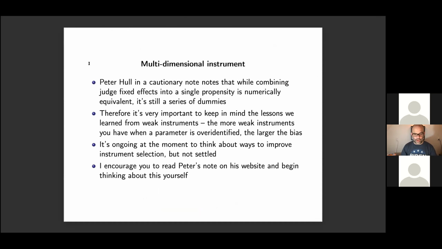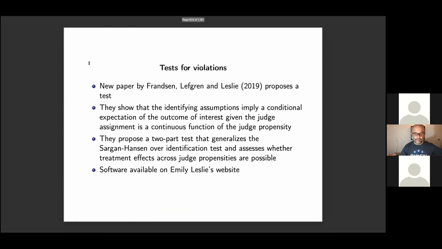And I said this already. So that's one thing you can do. They show that the identifying assumption implies a conditional expectation of the outcome of interest. So this would be average. So the test would be basically look at the average high school completion rate, one of our outcomes, as a function of judge assignment and see if it's continuous.